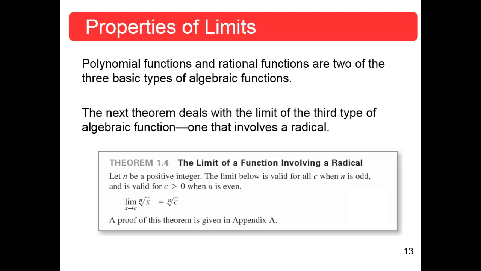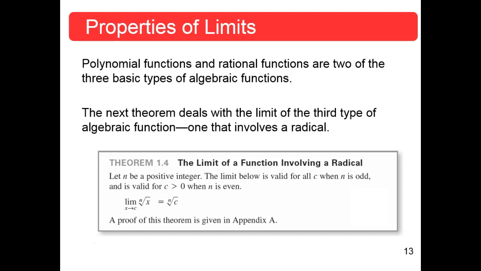Okay. Polynomial functions and rational functions are two of the three basic types of algebraic functions. What's the third? Okay. One that involves a radical. So we need another theorem for that. The limit of a function that involves a radical, if n is a positive integer. Remember that, positive integer. The limit below is valid for all c when n is odd, and is valid for c greater than 0 when n is even. Okay? This is stuff you probably remember from pre-calculus algebra or wherever when you did radicals.